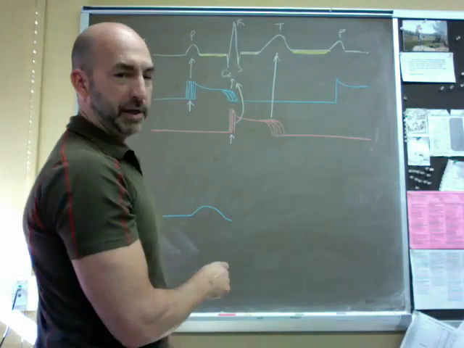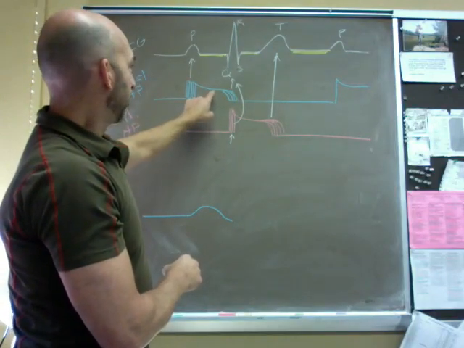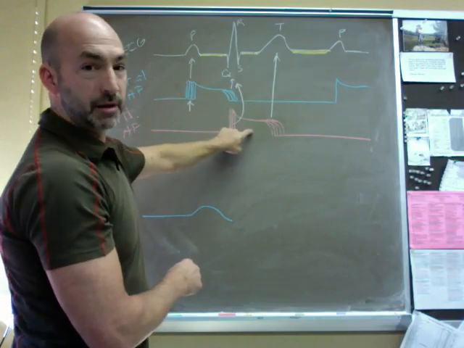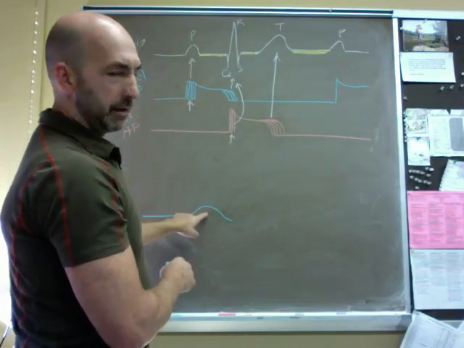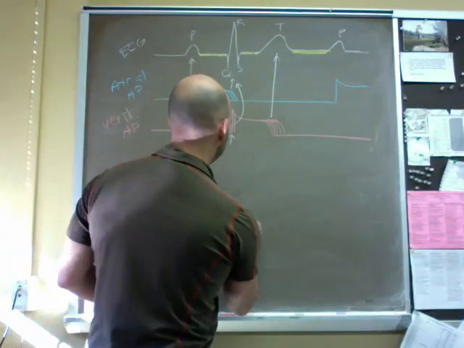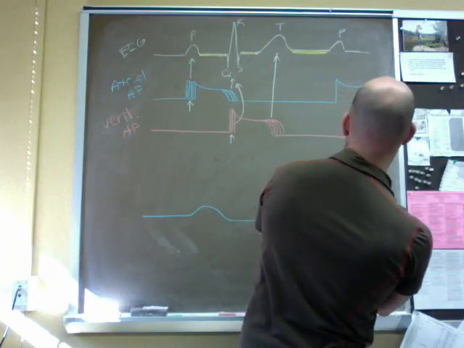Notice it is not a very big blip in pressure because these are very thin-walled. Remember, like 1/10 as many of these cells as there are of these cells, right? So they can't generate a very strong contraction because there's just not enough of them. And then pressure remains low all the way over to our next action potential.